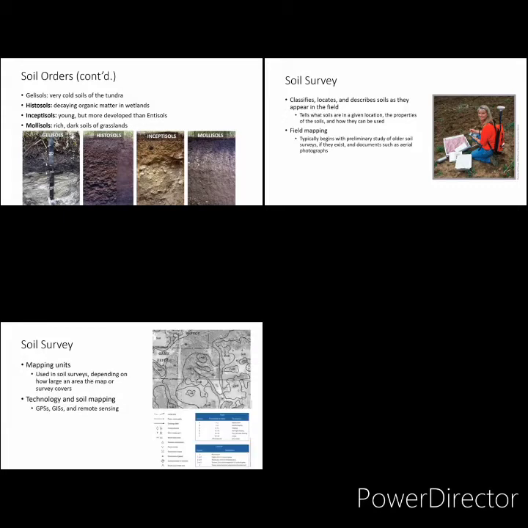Different mapping units are used in soil surveys, depending on how large an area the map or survey covers. For small areas, mapping units are detailed phases of soil series. For larger scaled maps, the units may be higher levels of the soil taxonomy, like families or great groups. For most county maps, phases of soil series are the basic mapping unit.